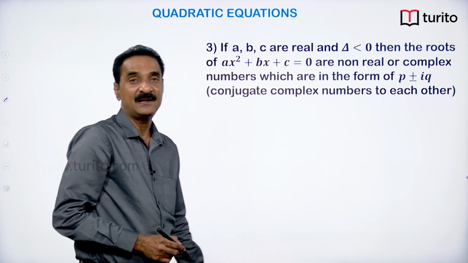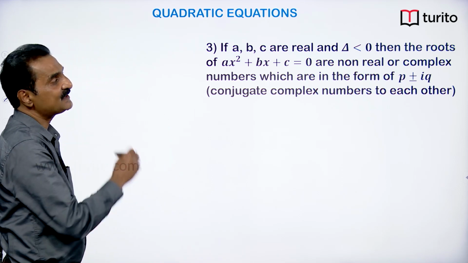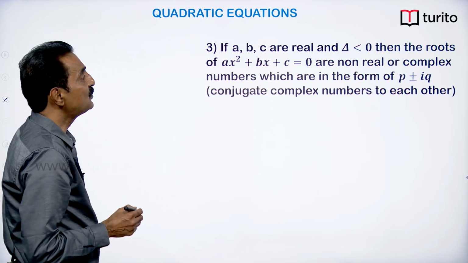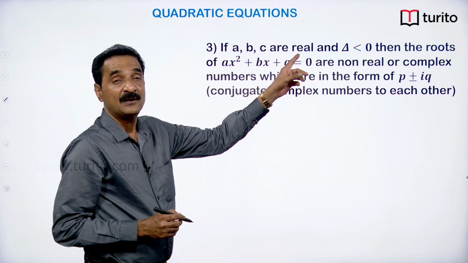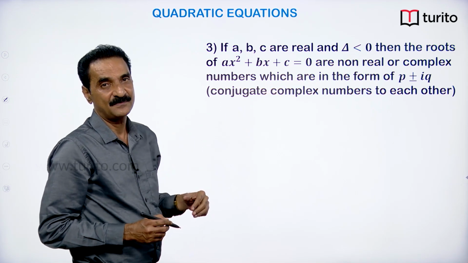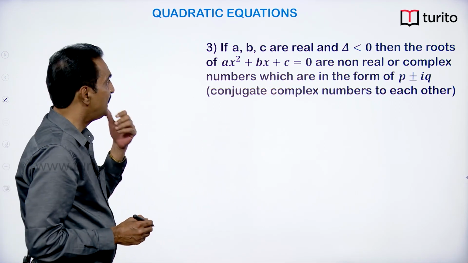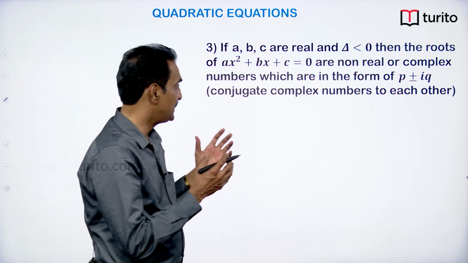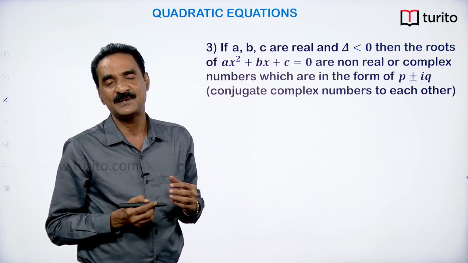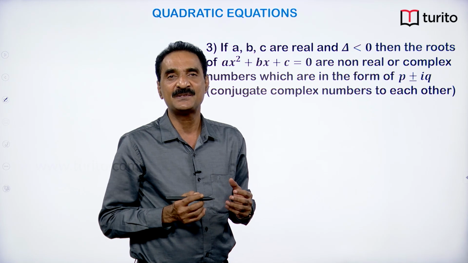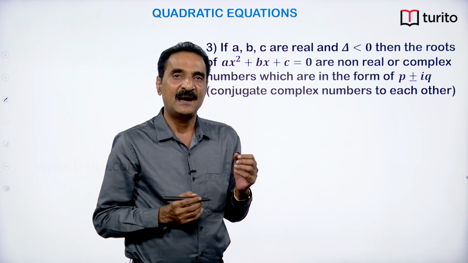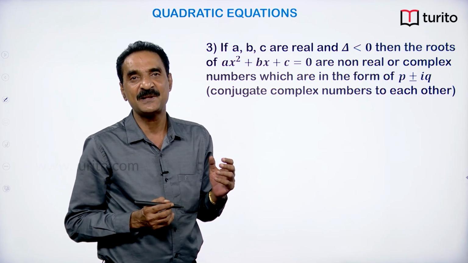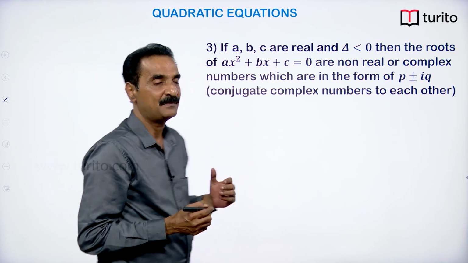if a, b, c are real and delta is less than 0, then the roots of the quadratic equation are non-real complex numbers. Okay. And yesterday we discussed some basics of complex numbers. The square root of a negative number is called an imaginary number, and if x and y are real, x plus iy is called a complex number.